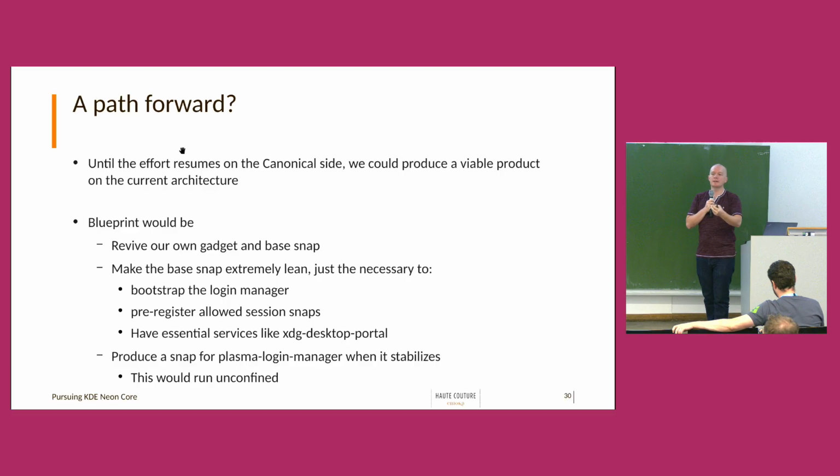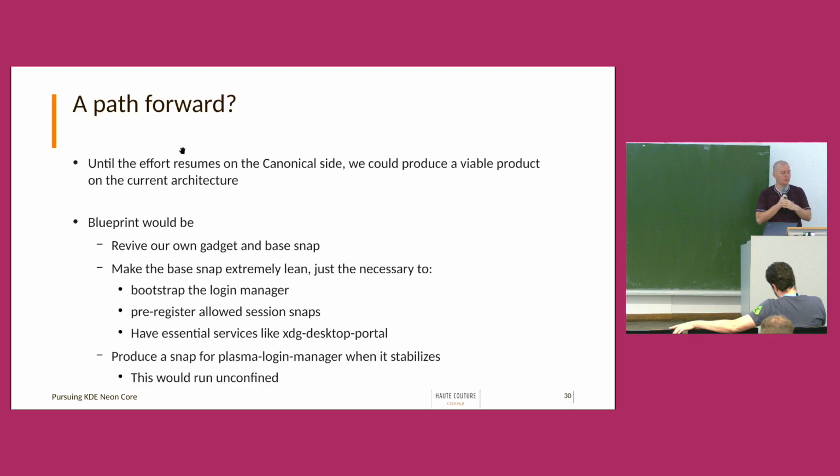The obvious sacrifice, as you can see coming, is the login manager, okay? And we could get to something in between the 2024 and the 2025 architecture. So instead of using the Core 24 desktop base, we could get back to our own base, but we could make it way smaller. And we would have to accept to not have a confined login manager. But then the rest would be fairly stable and safe, right?